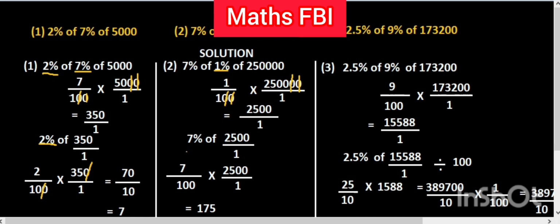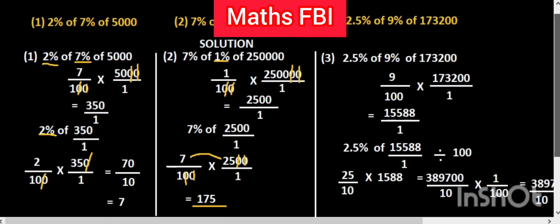So we go to solve 7% of 2,500. All right. So this cancels this. This cancels this. And so we're left with 7 multiplied by 25, which is equal to 175. Okay. All right, let's go to the third question.